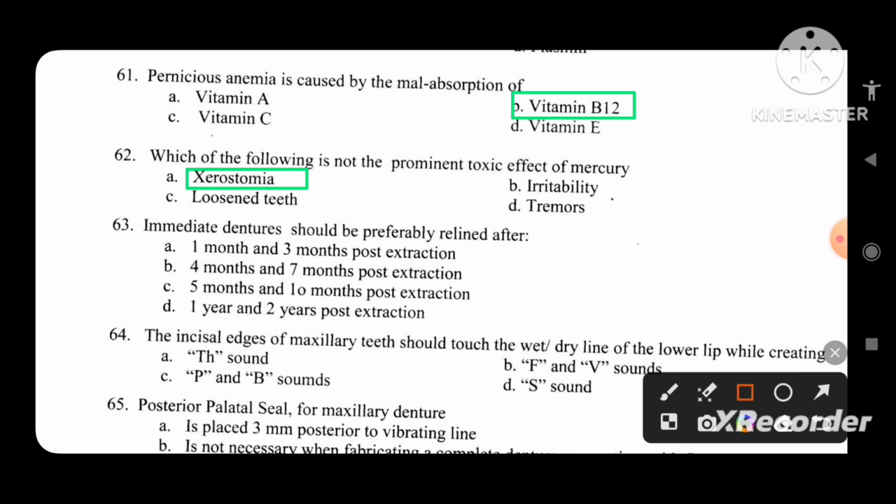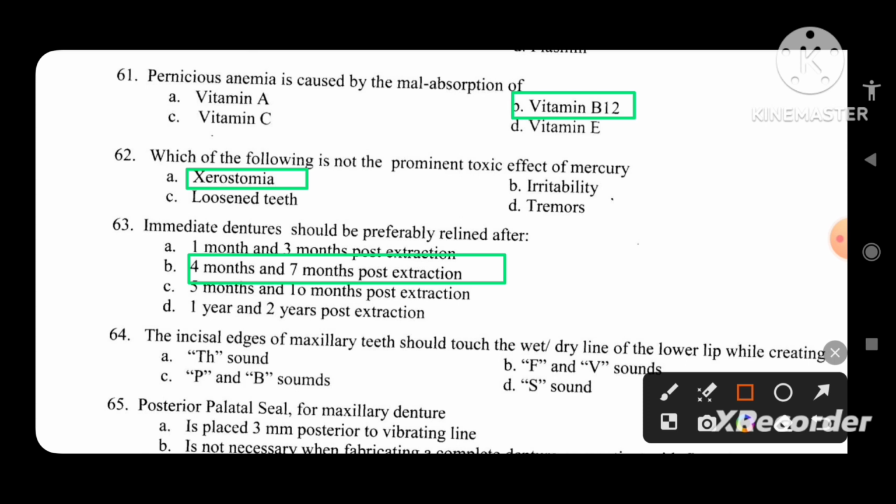Immediate denture should be preferably relined after 1 month and 3 month post extraction, 4 month and 7 month post extraction, 5 month and 10 month post extraction, or 1 year and 2 year post extraction. And the correct answer is 4 month, 7 month post extraction. Immediate denture should be preferably relined after 4 month and 7 month post extraction.